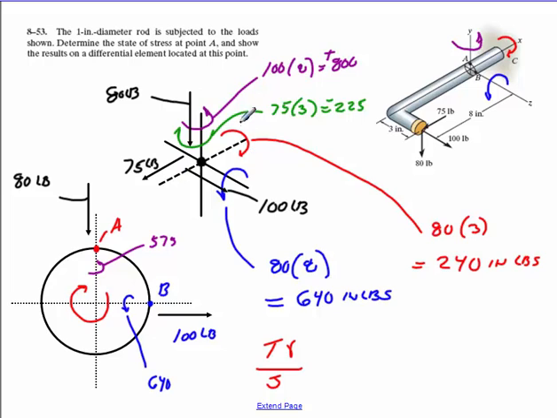Okay, now since this blue would be causing tension up here, I would also have to come back and say plus P over A, 75 divided by the entire cross-sectional area. I'd add those two together. That's going to give me the stress at A.